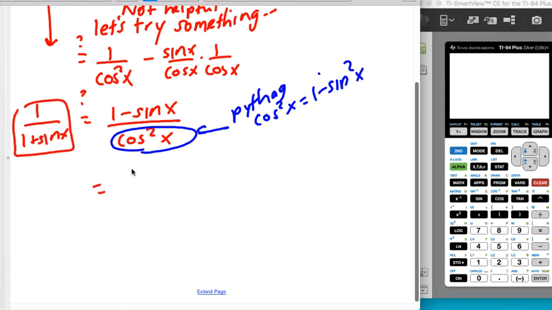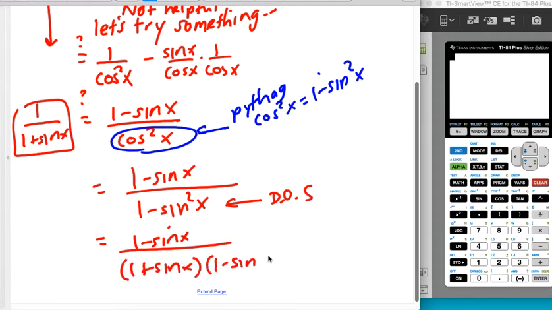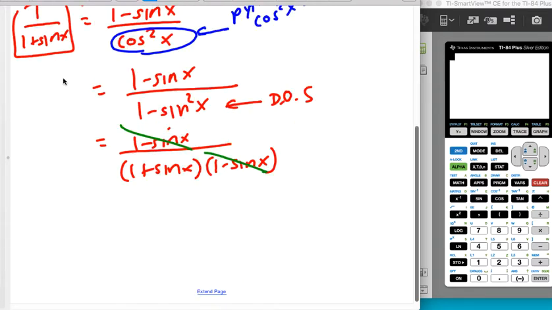If I replace that, I get 1 minus sine x on top of a difference of squares. This thing right here is a difference of squares. So if I factor, the bottom is a 1 plus sine of x and a 1 minus sine of x. Sure enough, these guys cancel, and I'm left with a 1 over 1 plus sine x on both sides.